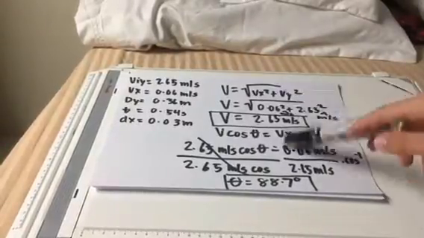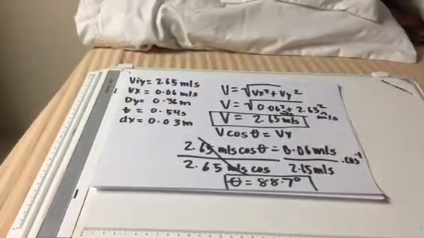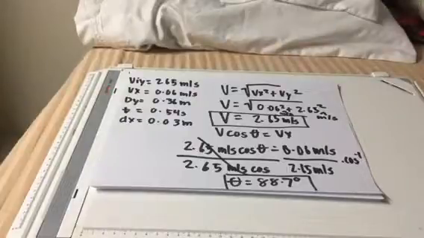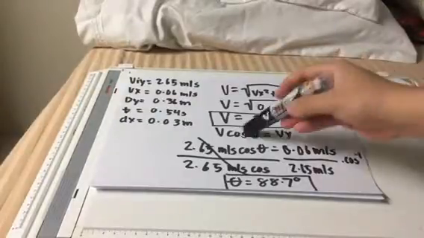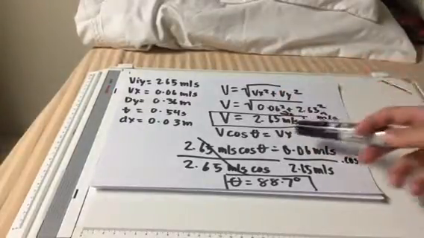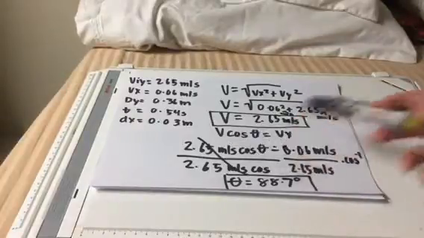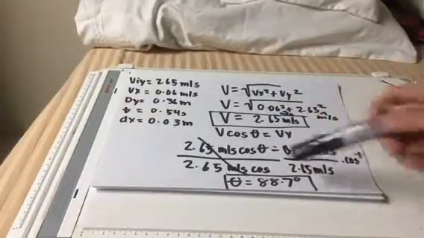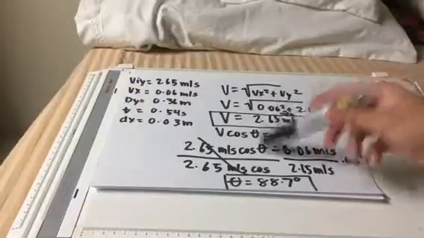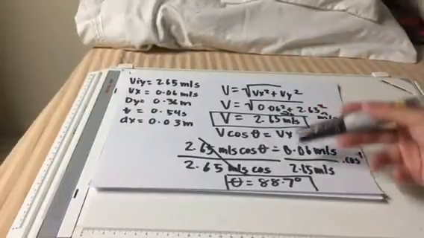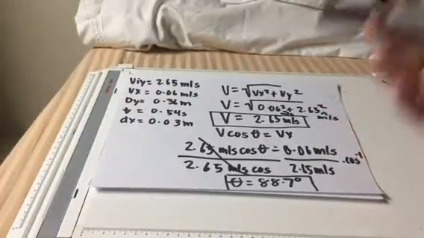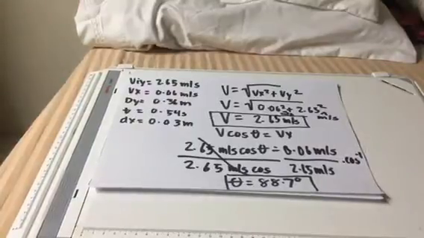Here is how you get the angle for Vx. You copy this formula, the formula here. Then you plug in the values and transpose so we can isolate theta, put it here, do the equation, and you end up with 88.7 degrees.